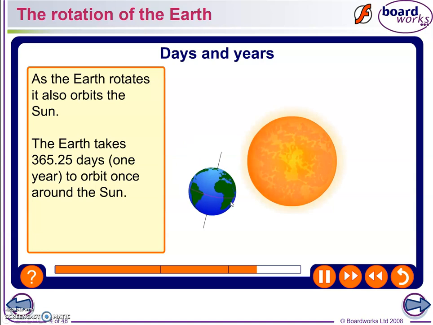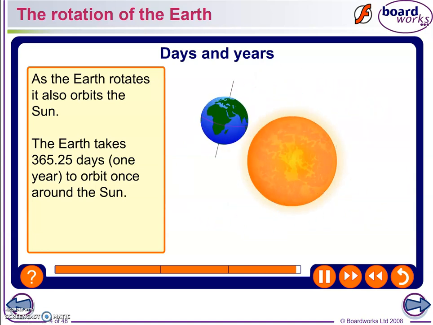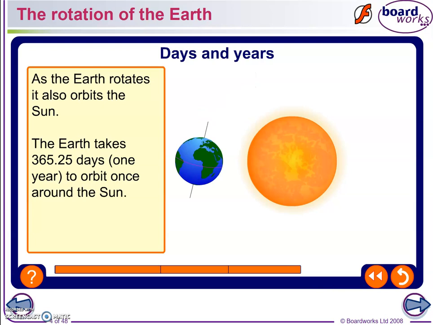And finally, obviously, as the Earth rotates on its axis each day, it is also orbiting the sun at the same time. Now, as we know, it rotates fully once every 24 hours, but it completely orbits the sun every 365.25 days. Now you might be thinking, why is it 0.25? I thought a year was 365 days. Well, I'm going to give you 10 seconds to have a little think as to why that might be.